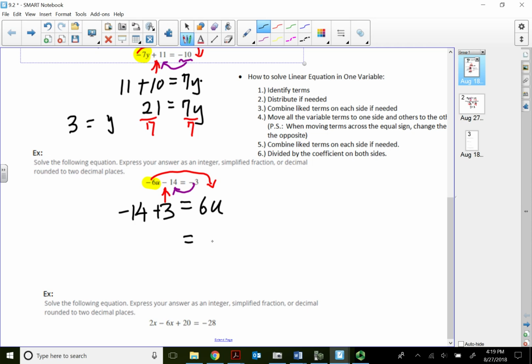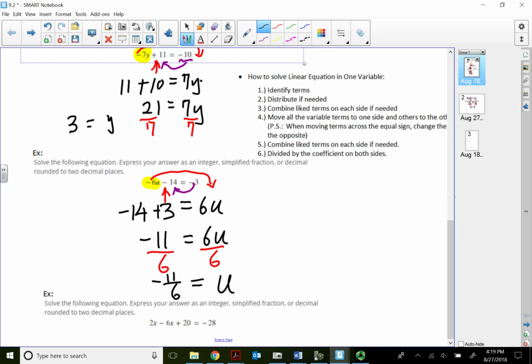So step number 5, combine like terms again on each side. Negative 14 plus 3 will be negative 11. So since my variable term is by itself and there's no more like terms to combine on either side, I'm down to two terms. So generally, the last step is always divide by the coefficient 6 here. So my answer, negative 11 over 6.